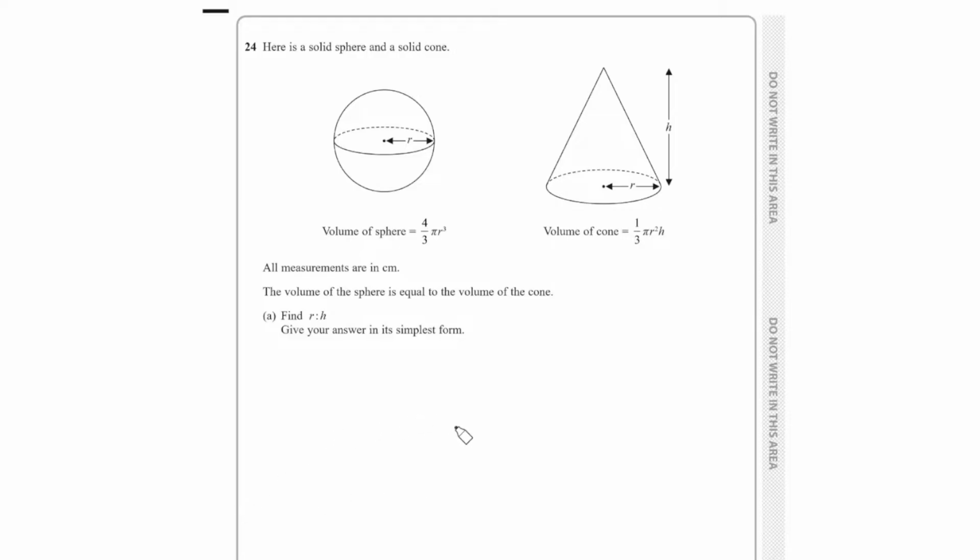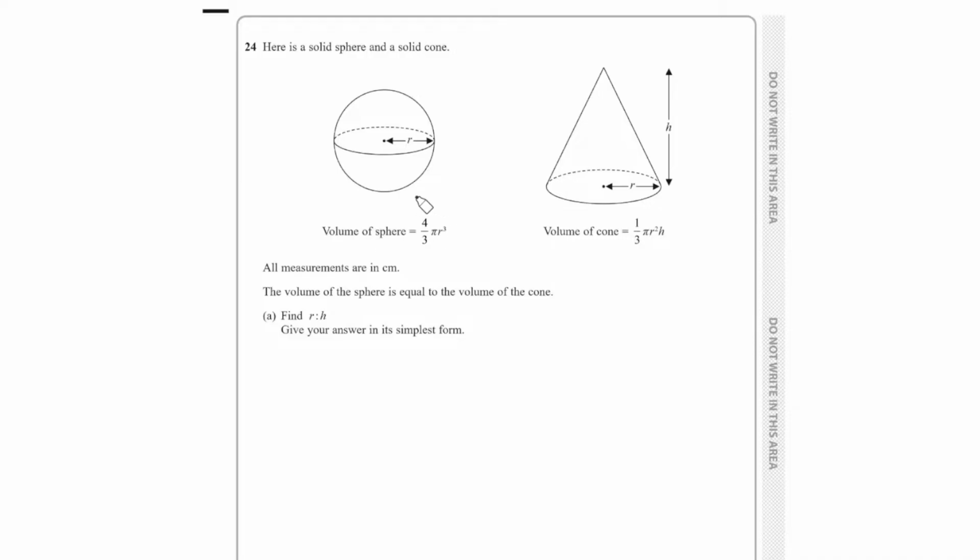Question 23. Question 24. This, I think, is our last question, by the way. Question 24, we're almost there. Here is a solid sphere and a solid cone. I feel like cones and spheres tend to come up a decent amount in non-calculator, even though it's obviously pi, but they tend to just tell you to leave it in terms of pi. So this does tend to come up.